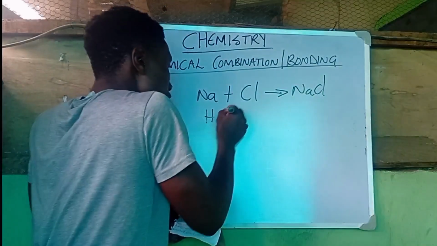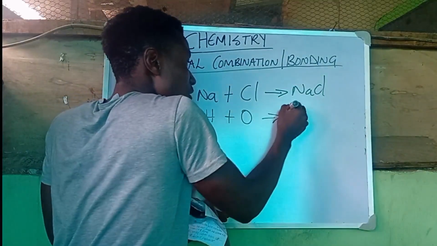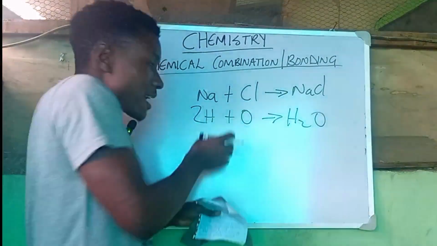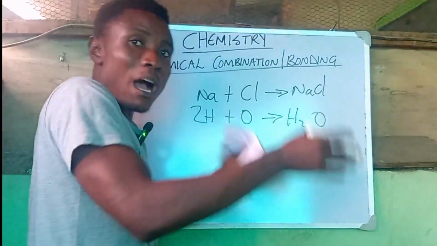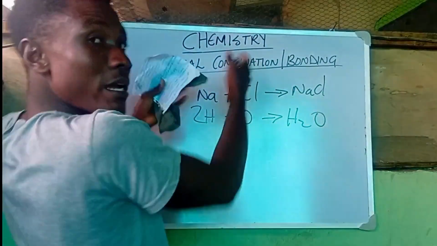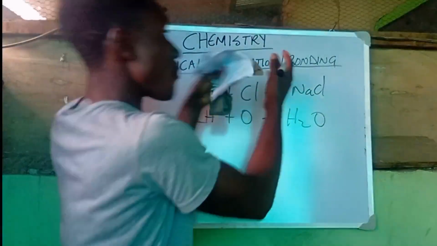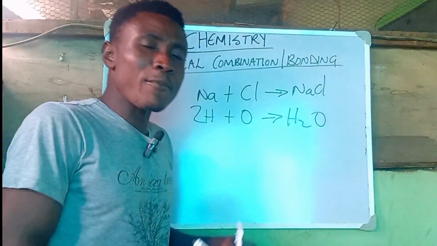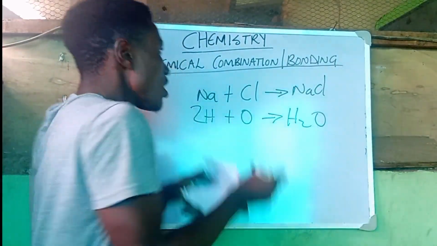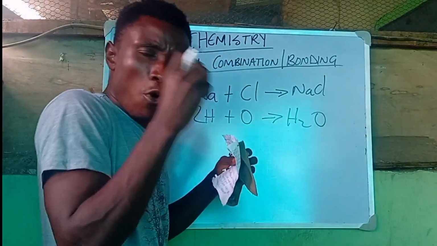So why is it hydrogen plus oxygen giving us H2O? Why are these things happening? This is because of the concept known as chemical combination, or chemical bonding. Chemical combination, or chemical bonding.